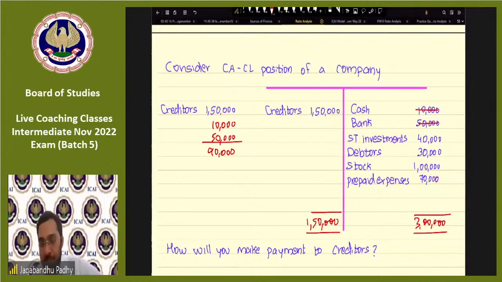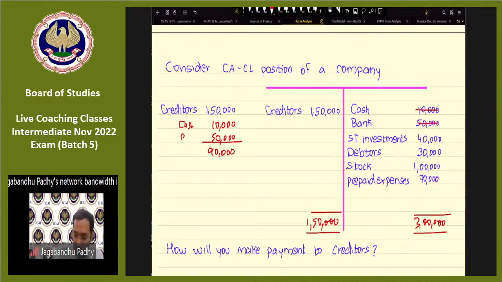Not entire value is cleared. You paid cash, you paid bank money, still you have 90,000 left in your balance to be paid. What is the next resort that I can do? Yeah, I'll use the short term investment first. The short term investment gone 40,000. I still have to pay 50,000.